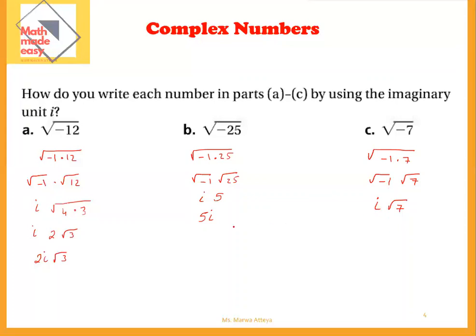It's just in the way we write it. If I have a whole number, we put it before the i. If we have a radical, we put it after the i. Square root of -12 is 2i radical 3. Square root of -25 is 5i. Square root of -7 is i radical 7.